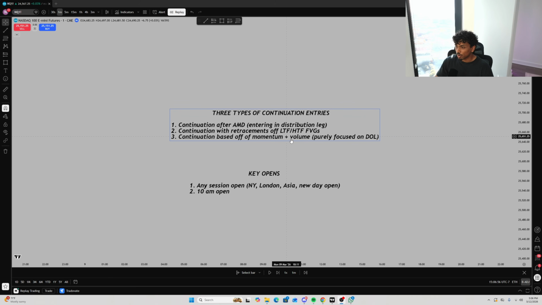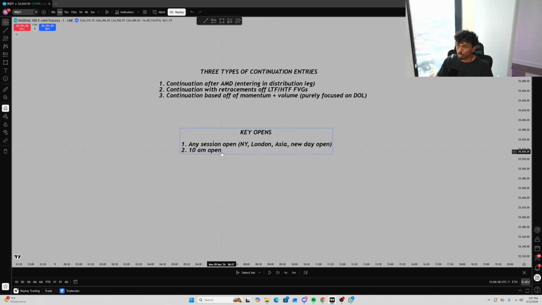All right, so now that we covered that, let's go over these key opens. So any session open is very, very important. It can be New York AM session, it can be New York PM session, it can be London session, Asia session, and also new day open. Now, new day open is only realistically very, very important. Also, I forgot to add, we have midnight open as well, right? So these are key opens.